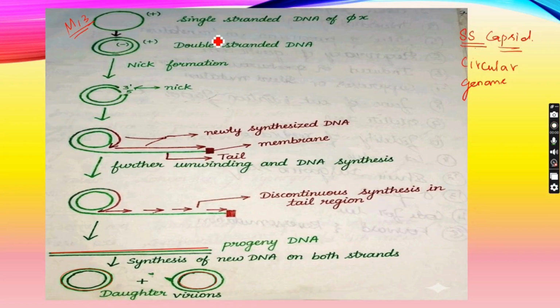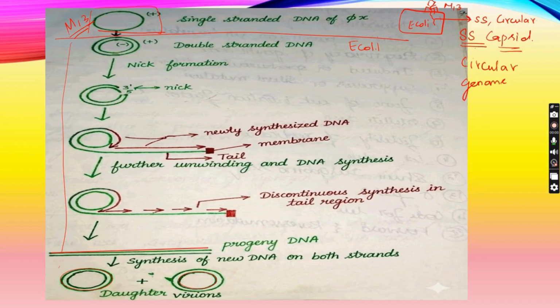Before that, we should know that E. coli is going to be infected by the bacteriophage. It's going to inject its genetic material. It is an M13 phage, so its genetic material is going to be single stranded circular. After infection, this genome is injected into the E. coli. After it enters into the E. coli, these steps are going to take place for the replication.